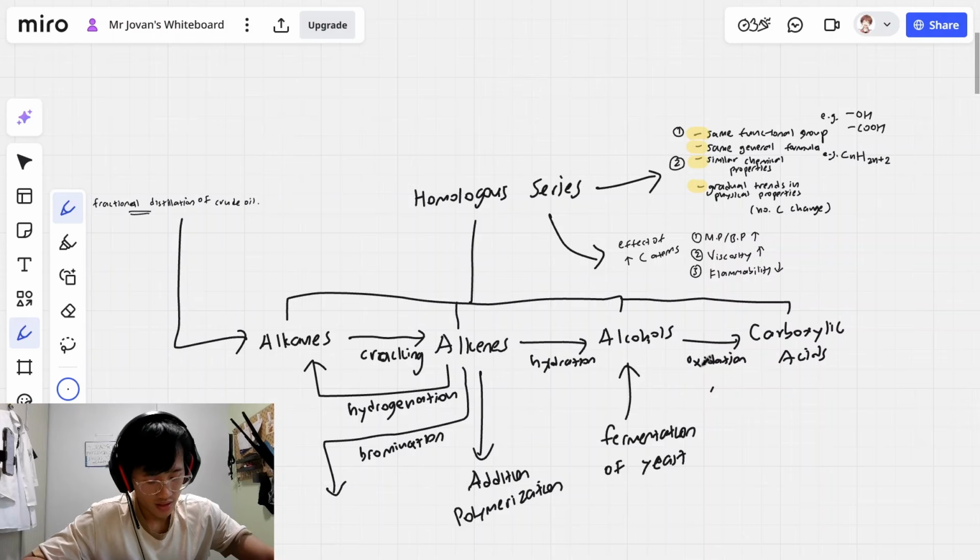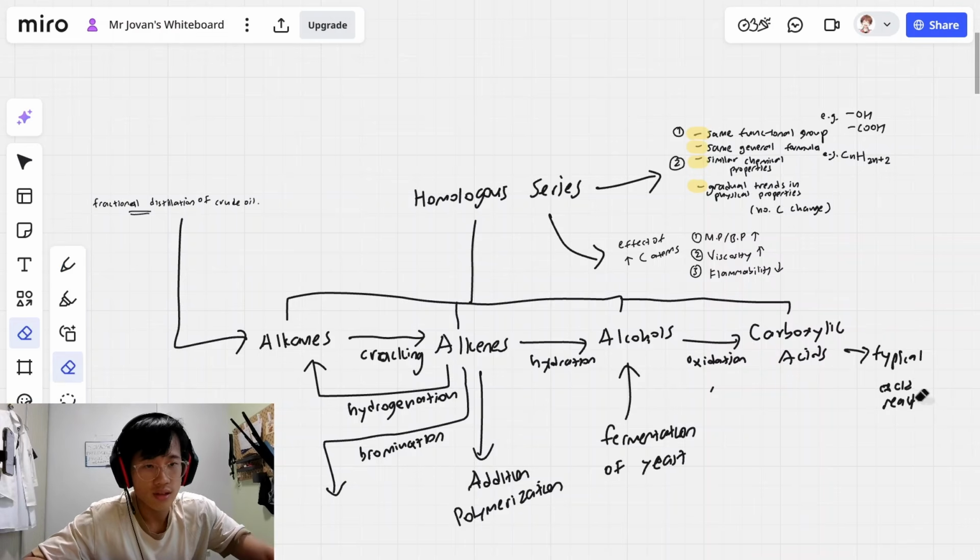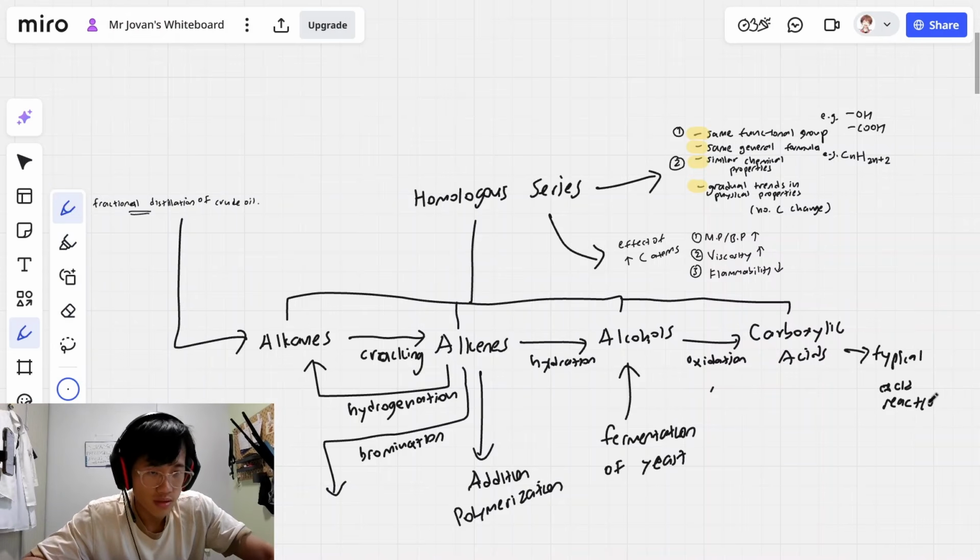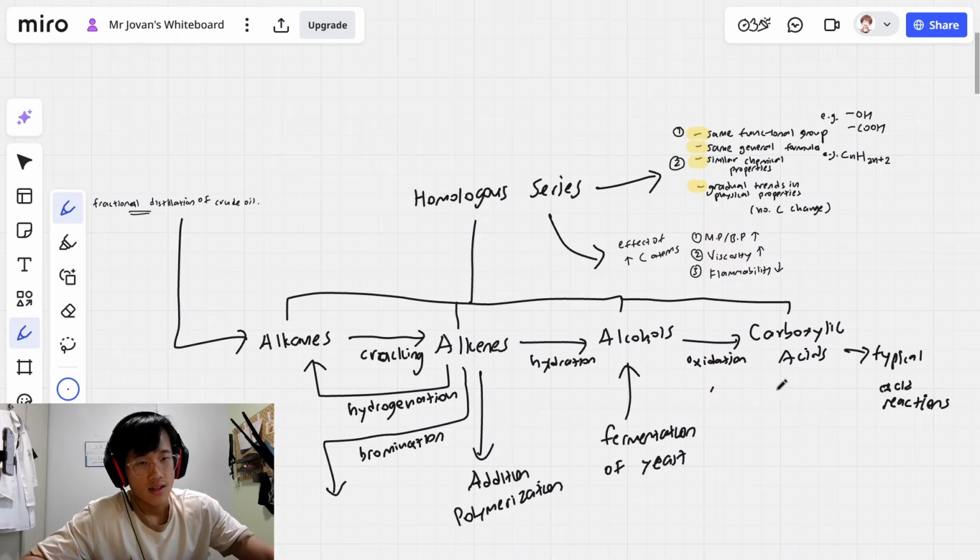What happens if I react carboxylic acids with other things? Okay, remember I said I want you to refer to your acid notes because it is our typical acid reactions. So if you're good at acid bases, then you'll be good at reactions of carboxylic acid off the bat. You just treat them the same, but remember carboxylic acid is a weak acid.